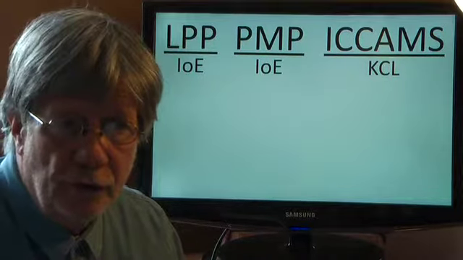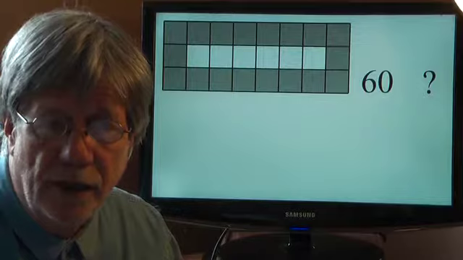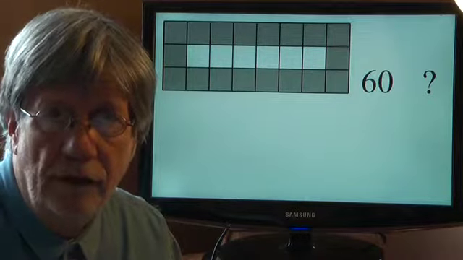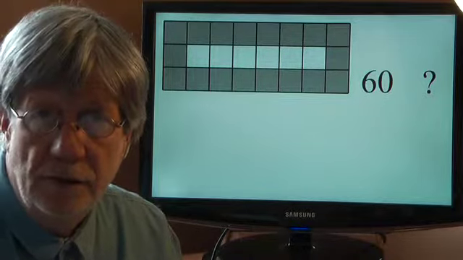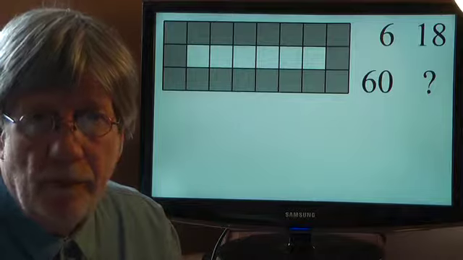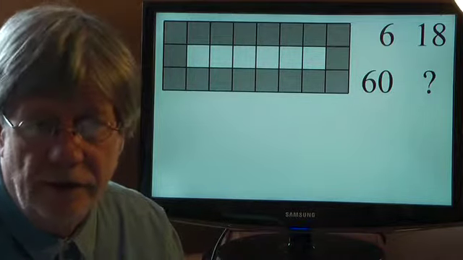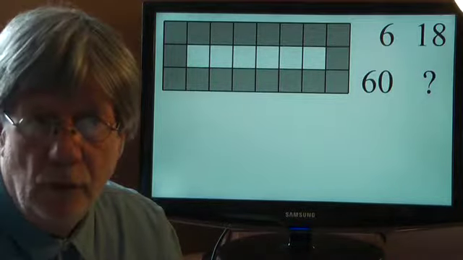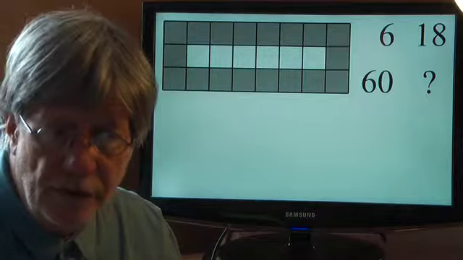On the original Longitudinal Proof Project, we had this item. Essentially what students were told was that we had a strip of white tiles, and around it was a single layer of grey tiles. And the question was, if we had a strip where there were 60 white tiles, how many grey tiles would there be? We built in this distractor by showing them 6 white tiles, which happens to have 18 grey tiles, so there's a rather nice numerical relationship that leaps out at you, but which has nothing to do with the structure of the problem. So we were interested, would students focus on the structure of the problem?